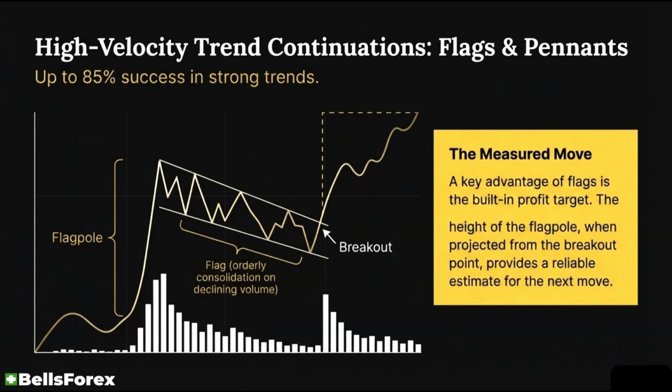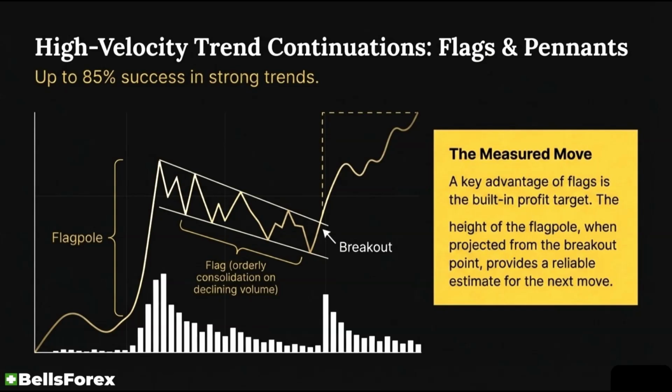Exactly. The flag itself should consolidate about 30 to 50% of the flagpole's range, and it has to be quick, 1 to 4 weeks. If it takes too long, it loses its power. And the trading strategy is all about joining that momentum on the breakout. Yep. Stop loss goes just below the flag's lower boundary. Profit target is the length of the flagpole projected upward from the breakout point.